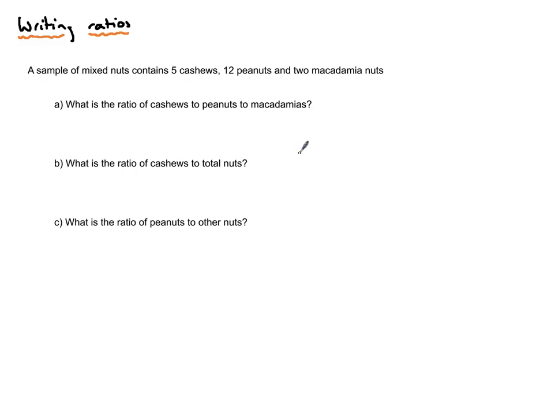So the ratio of peanuts to macadamias to cashews, well, we have to do it in this order. So we try and look up here in the question. We want to have 5 cashews to 12 peanuts to 2 macadamias.